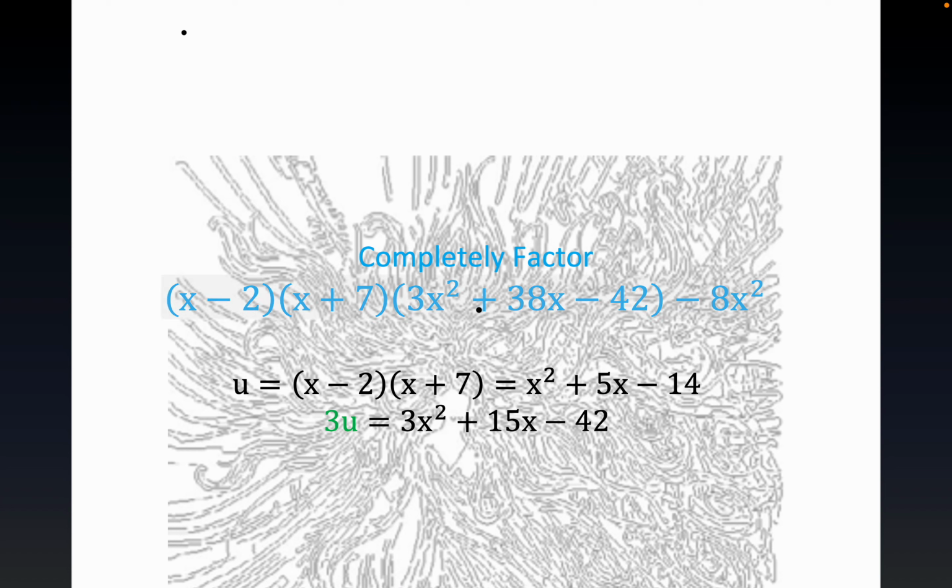This fourth degree polynomial is almost factored, but not quite. It turns out when we make this substitution and multiply it by 3, we get something that's close to the second factor. Now notice, if we did plus 23x right here, we would have what we wanted.